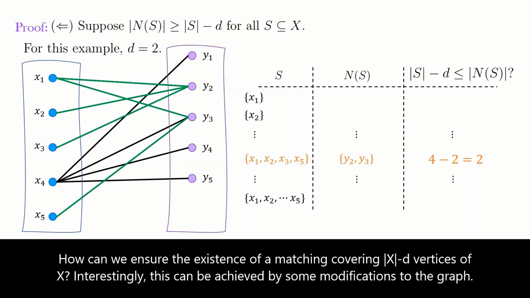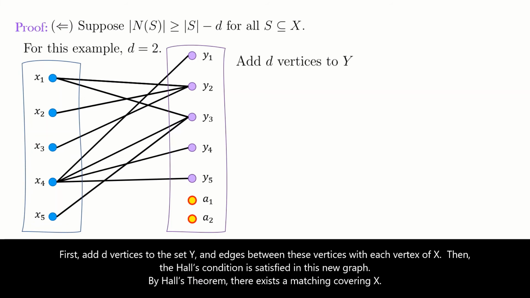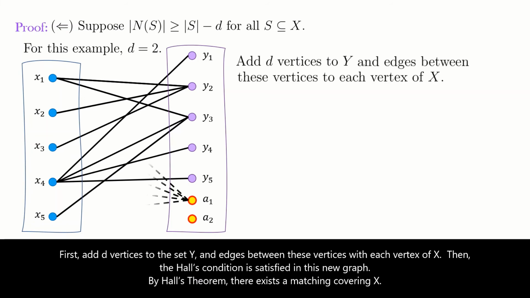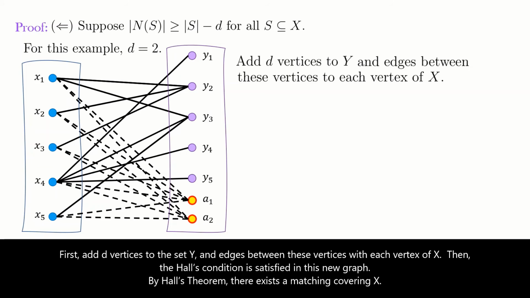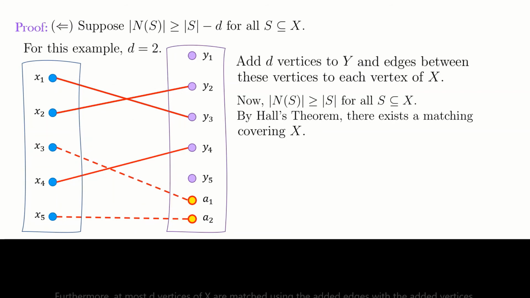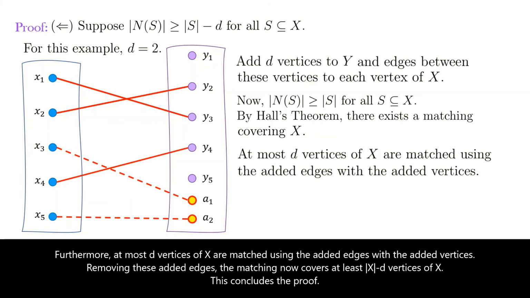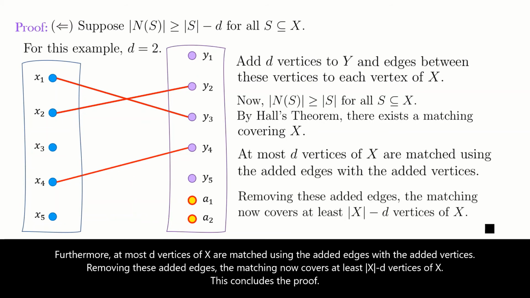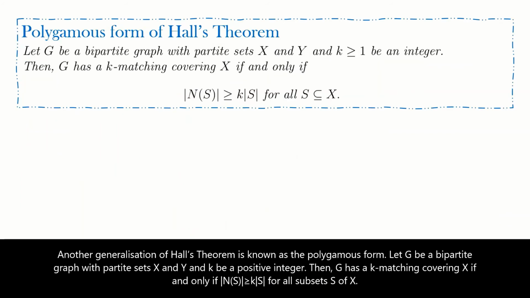vertices of X? Interestingly, this can be achieved by some modifications to the graph. First, add d vertices to the set Y, and edges between these vertices and each vertex of X. Then Hall's condition is satisfied in this new graph. By Hall's theorem, there exists a matching covering X. Furthermore, at most d vertices of X are matched using the added edges with the added vertices. Removing these added edges, the matching now covers at least |X| minus d vertices of X. This concludes the proof.